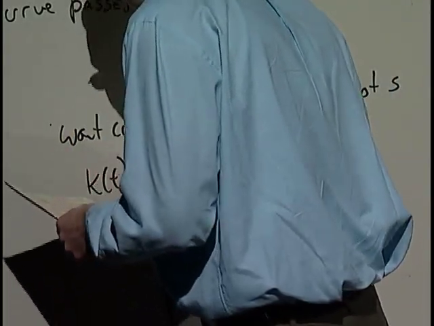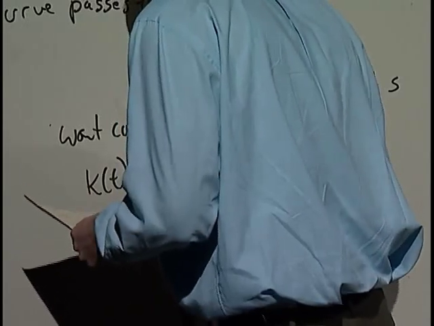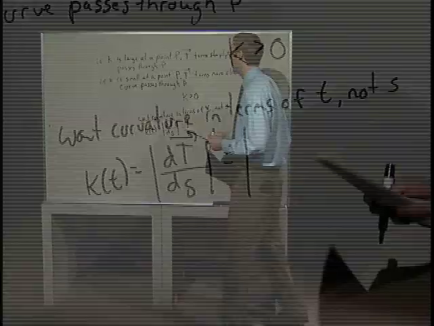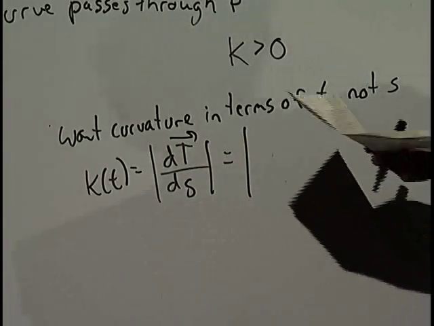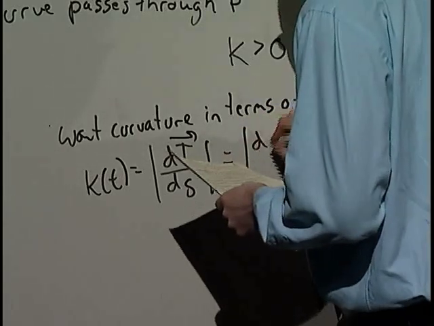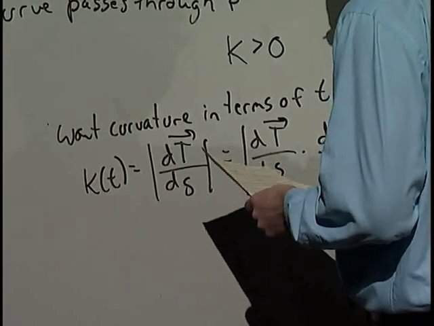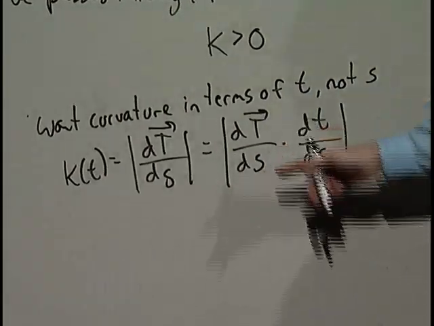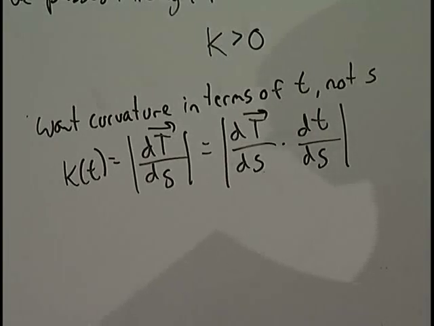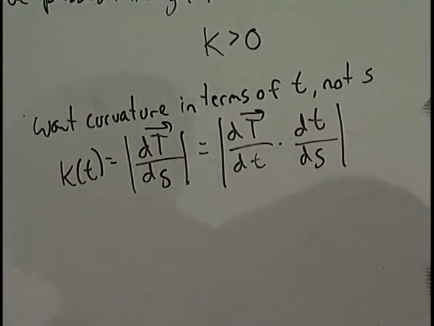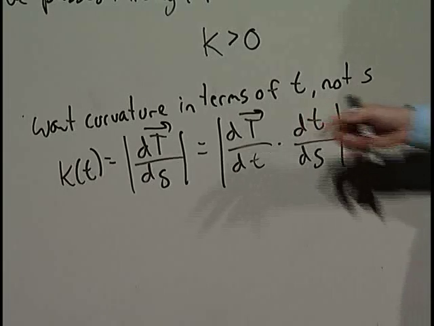Okay? So, K of t is equal to that length of dT/ds right there. All right. So let's use chain rule on this. All right. So if I use chain rule, I get dT/ds times dt/dt as such, right? So it doesn't look right to me. Why not? Oh, wait, because this is dT/dt, right? That look right to me? Yeah, that looks good. Okay, that's much better. All right, so there's chain rule.